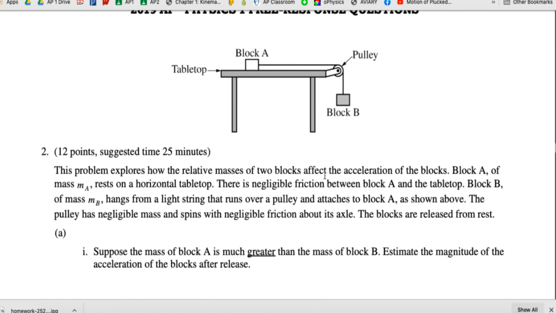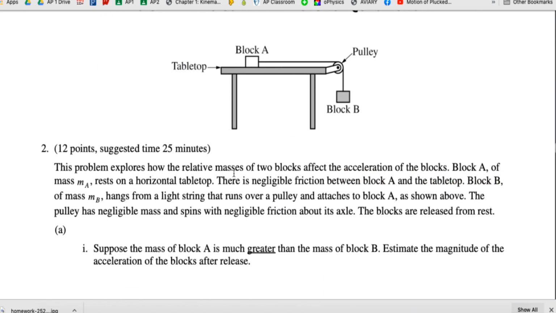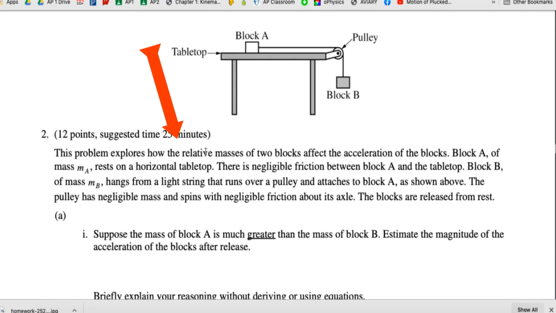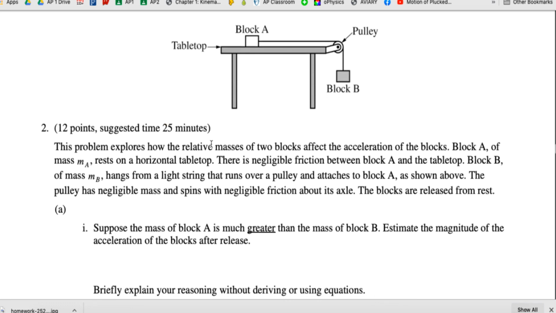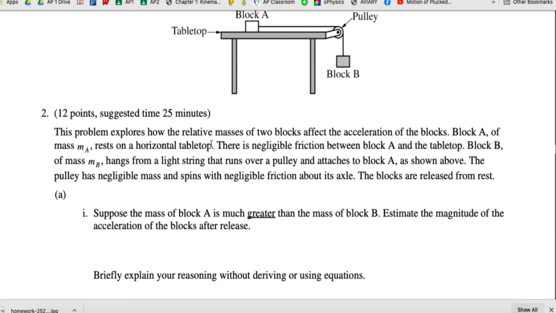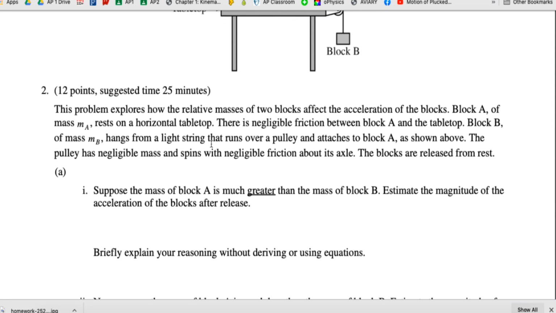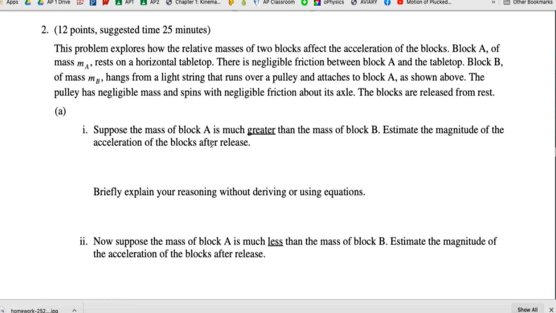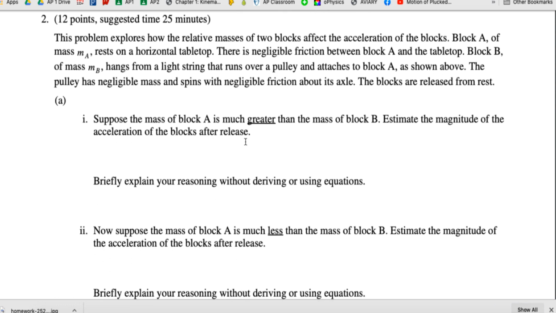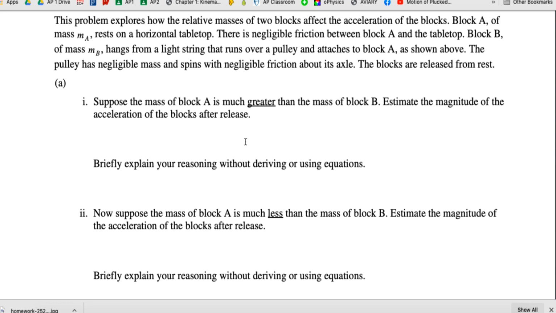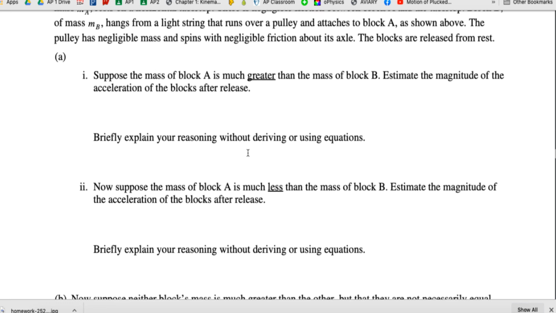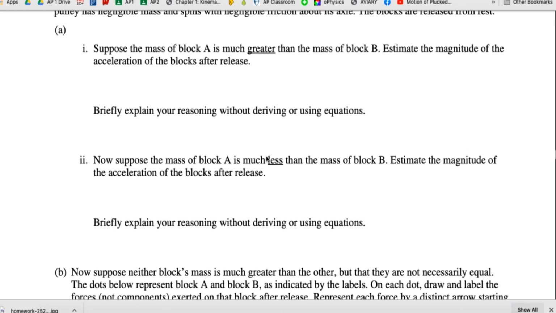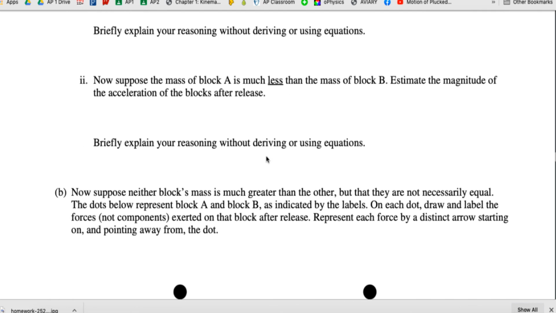The next one is an Atwood machine, and it says this one should take 25 minutes. The indication of time helps you determine what type it is. Typically the longer ones are either lab-based or the qualitative questions, whereas the shorter ones will be just the short answer. For this one, there's a lot of qualitative questions at first. Just suppose this would happen, estimate, or just briefly explain without deriving equations. This is where you show your conceptual understanding of what's happening.